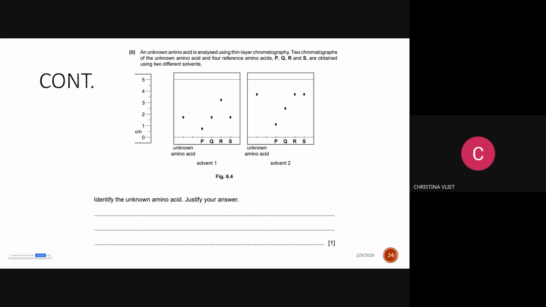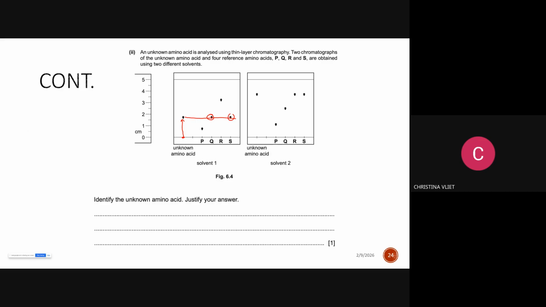In solvent 1 and solvent 2. This is my unknown. In solvent 1, it moves here. So according to this first chromatogram, what could my unknown be? It could either be Q or S. You're just trying to figure out which letter it is. They're not telling you exacts. So here this tells us it could either be Q or S, one of those 2, because it moved as far as Q and S.